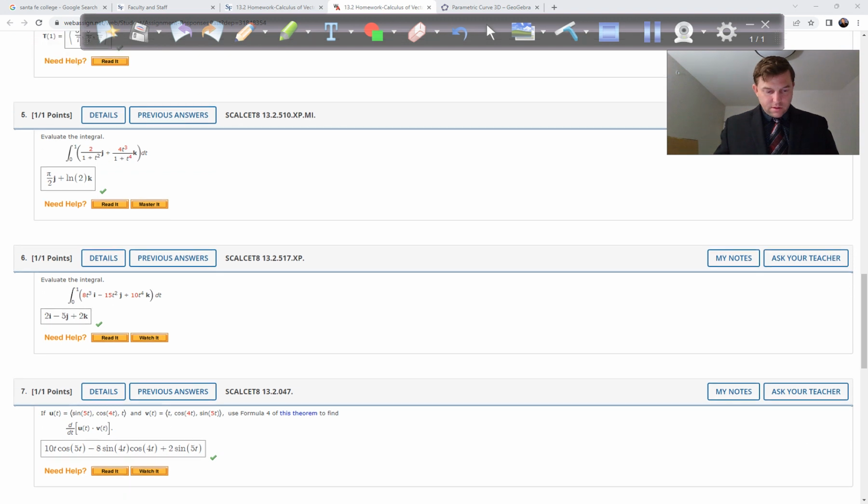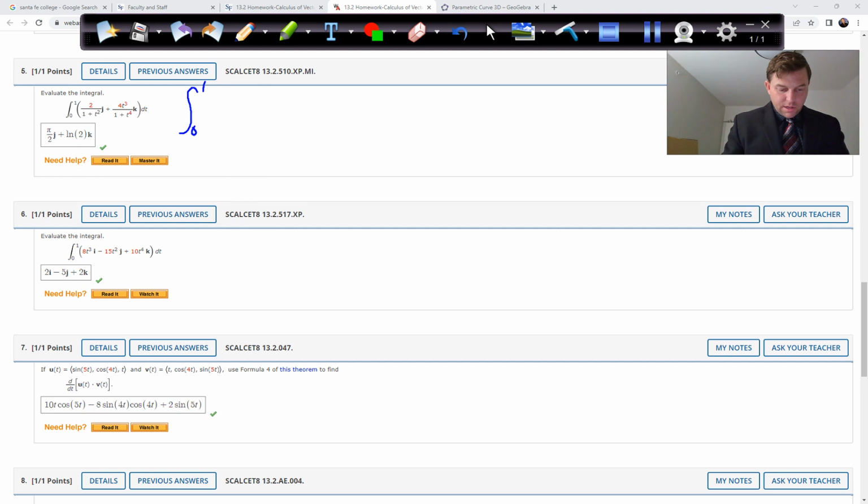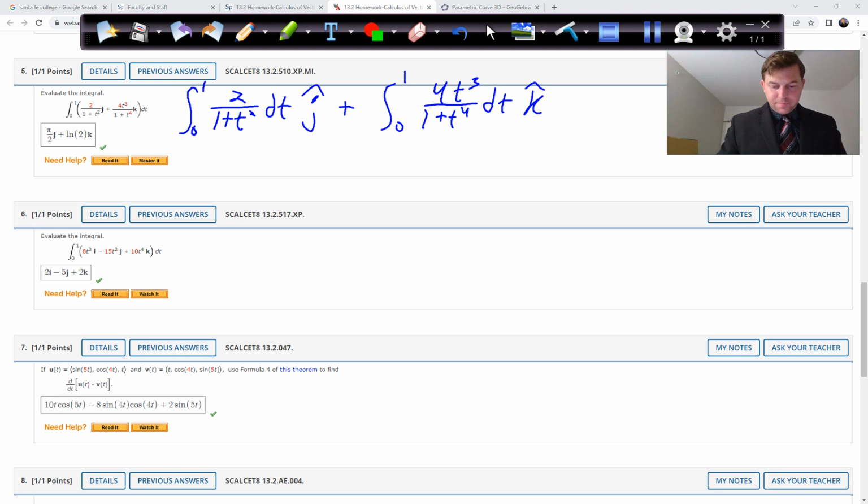Problem 5. Evaluate the integral. So this is a brand new type of problem. It's different than the ones we just did. And basically you're just going to do the integral applied to both of these equations. So we have the integral from 0 to 1 of 2 over 1 plus t squared dt, and that's going to be the j component. And then we have plus the integral 0 to 1 of 4t cubed over 1 plus t to the 4th dt in the k direction.